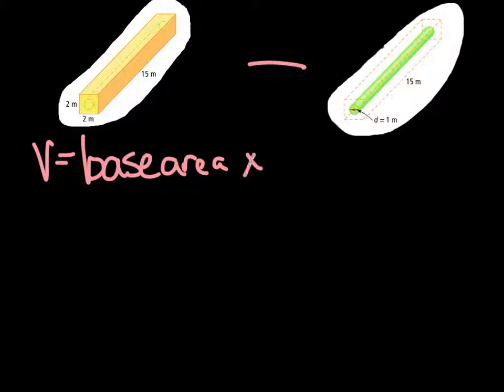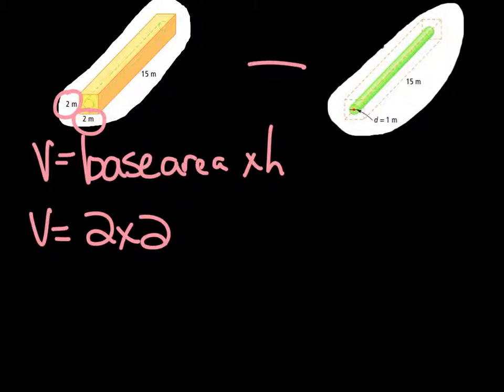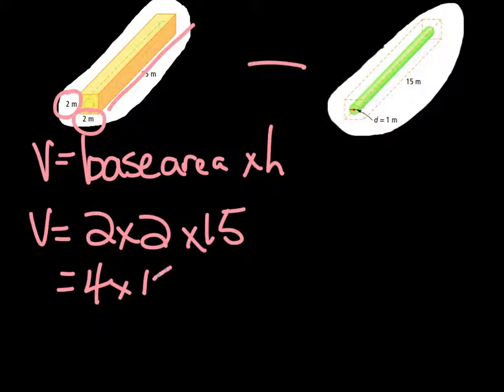So let's find the box first. So our formula is volume equals the base area times the height. So our base area, well, area of a rectangle is length times width, so 2 times 2. And then the height of that box, even though it's laying down, is 15. All right, so 4 times 15 is 60. Oh, we're using meters this time, so it's meters cubed.